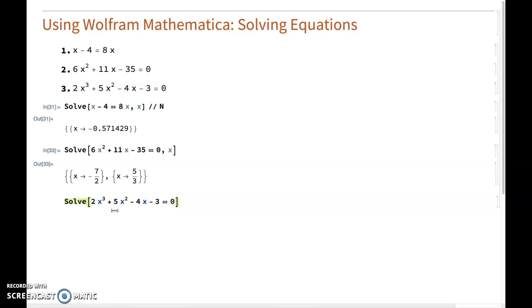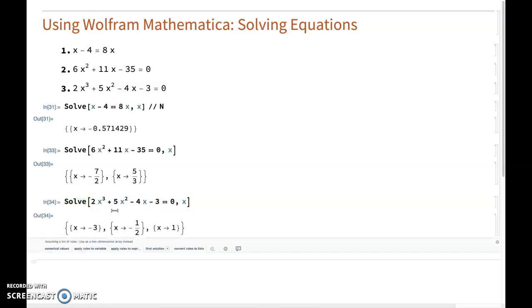And then I again define that the variable I'm interested in solving for is x. I press enter, and this time again I get 3 values for x. Notice how Mathematica always uses lists to present its answers. So I have here a list of 3 smaller lists, including my 3 different values.